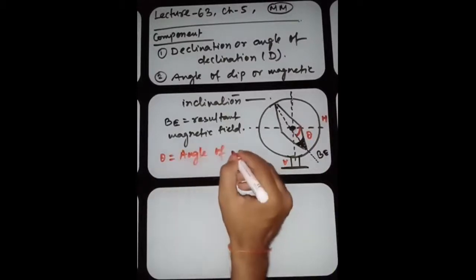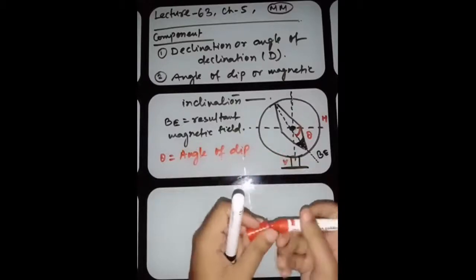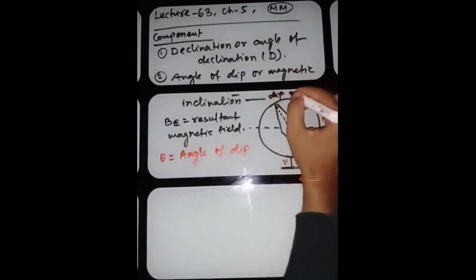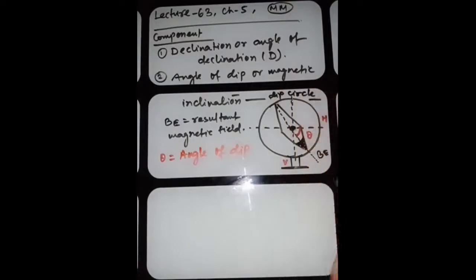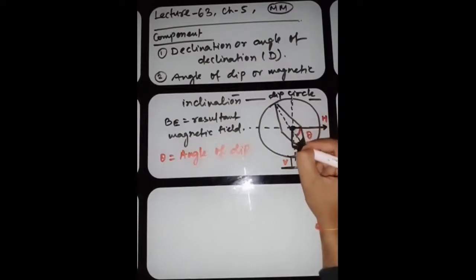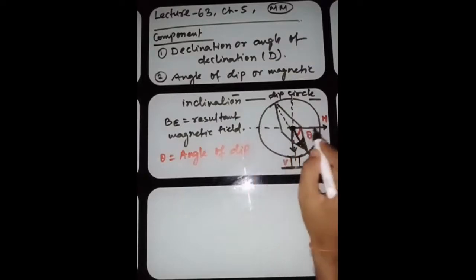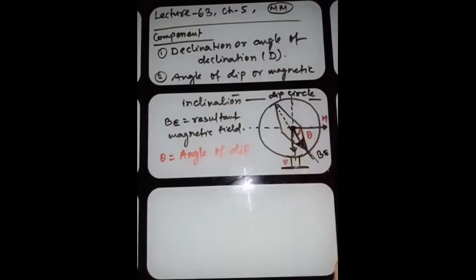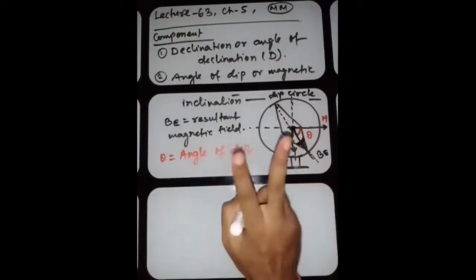The name of this particular device, my dear students, is the dip circle. If this is the magnetic field, then this magnetic field has two components, one along this axis and another along this axis. One is the horizontal, and basically this is nothing but the equator. Remember, this is the equator and this is the pole.